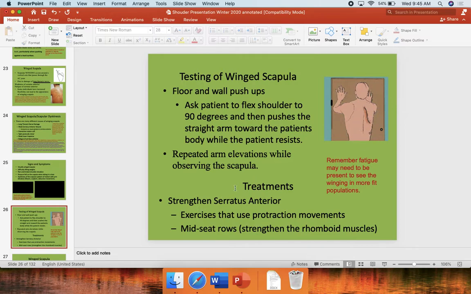And then treatments. If it's a nerve problem, that's obviously not going to respond very well to just straight strengthening of the serratus anterior. It may just take time, or it may take some neurological retraining. Either one. But if you feel like it's a muscular deficit, we can do some strengthening of the serratus anterior. Mainly what we're going to want to do to strengthen that serratus anterior is some scapular protraction. So not retraction, but protraction.